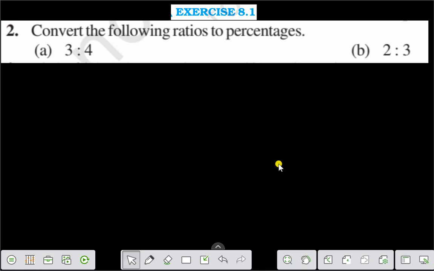Hello everyone, today we shall discuss exercise 8.1 question number 2. Question number 2 says: convert the following ratios to percentages. Let us change it into percentage.